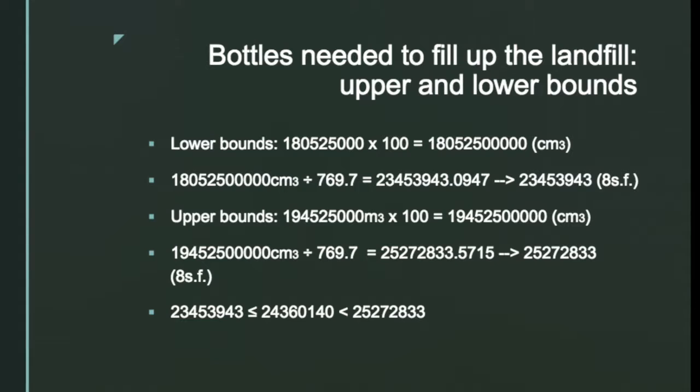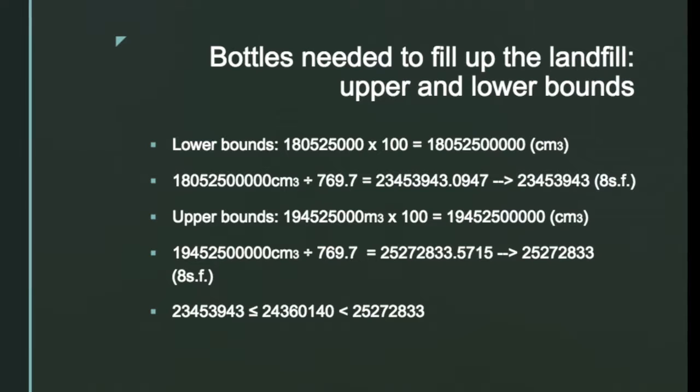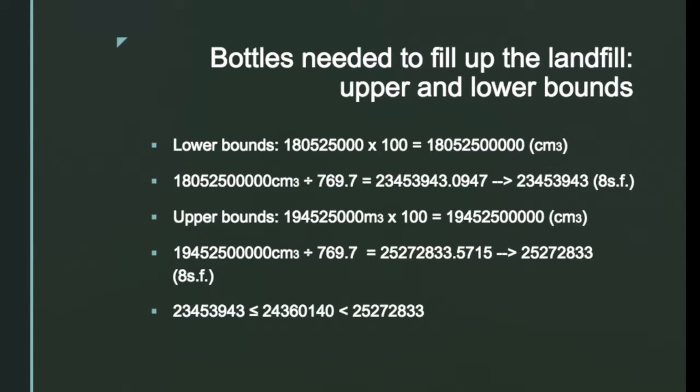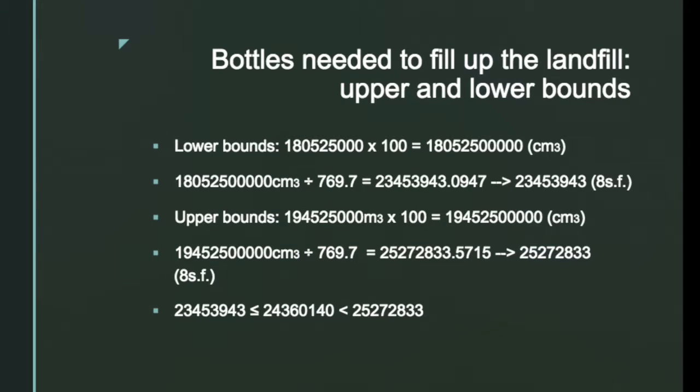For the upper bounds, we'd have to take 194,525,000 meters cubed and multiply it by 100. This would then give us 19,452,500,000 centimeters cubed. We have to take that number and divide it by 769.7. This would then give us 25,272,833.5715. We then have to round that to 8 significant figures and 0 decimal places, which would give us 25,272,833. We then present the upper and lower bounds data in this particular way.